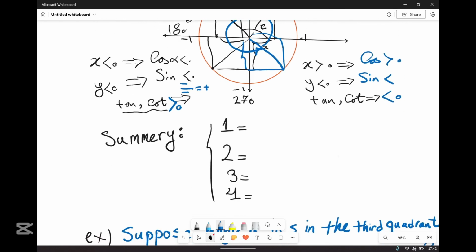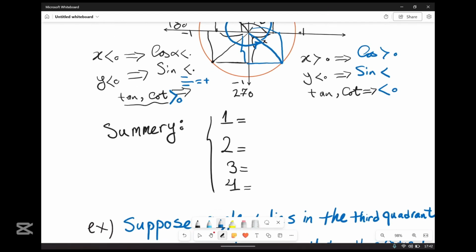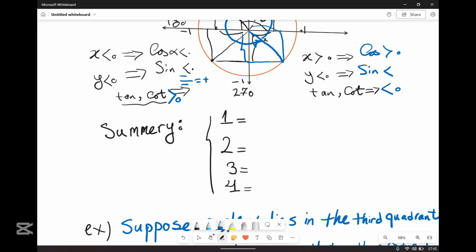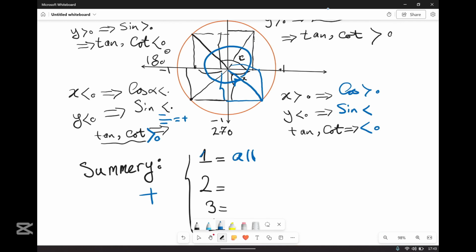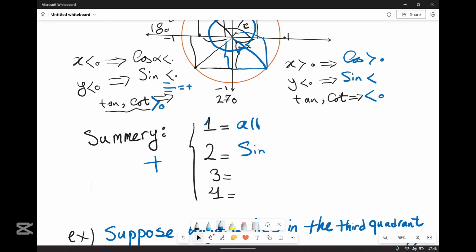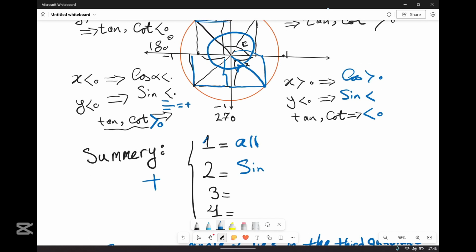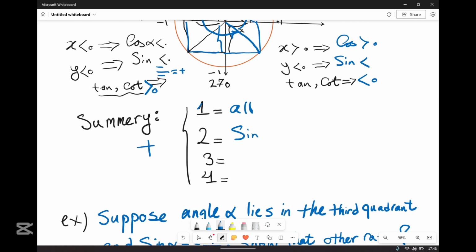Some people summarize this better. At first I told you so you understand what happens for them, and after that I'm going to summarize them. Which of them is positive in the 1, 2, 3, 4 quadrants? In the first, all of them are positive. In the second, just y is positive because it's on top, therefore sine is positive. In the third, x and y are negative, but the division is positive, and therefore cotangent and tangent are positive. But in the fourth, just x is positive, and therefore cosine is positive.